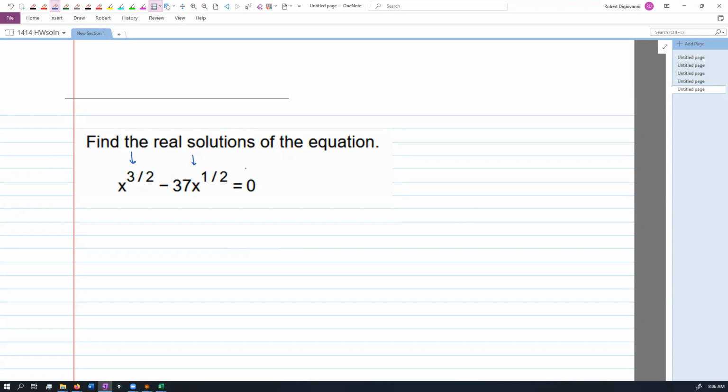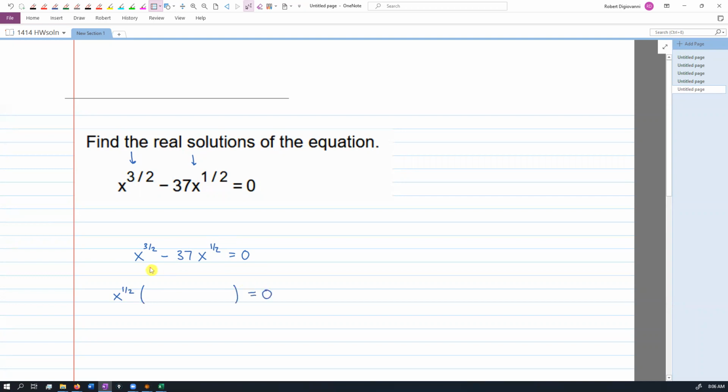So when looking at these powers, we have x to the 3 halves minus 37x to the 1/2 equals 0. Both of those terms have x to at least the 1/2 power. So I'm going to pull an x to the 1/2 out and then see what I would be left with.